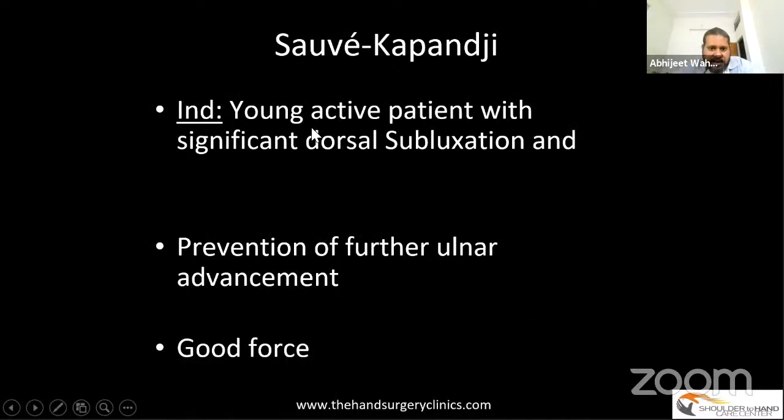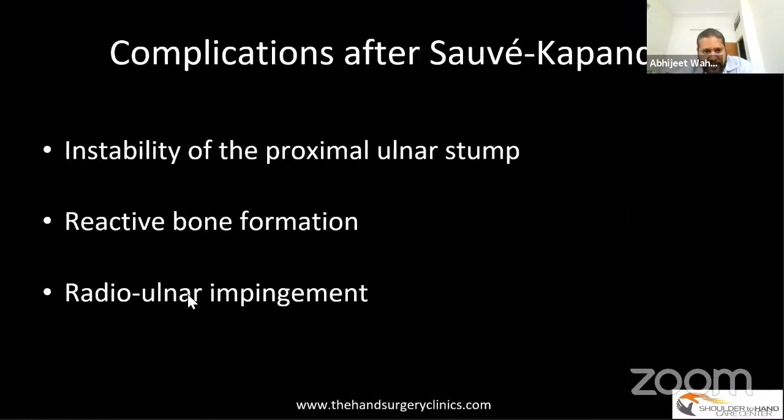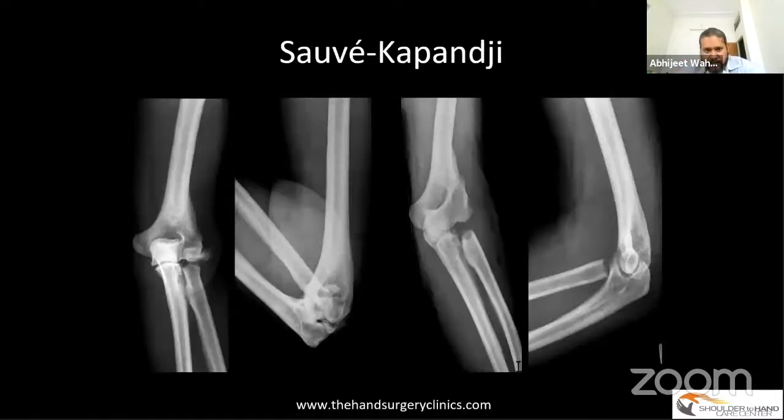So Sauvé-Kapandji is indicated in the young active patient with significant dorsal subluxation and a damaged TFCC. I'm sorry, I forgot that there's a typo out there. And this is basically to prevent further migration of the ulna and to give good grip strength. But the problem with Sauvé-Kapandji is that it causes an instability of the proximal ulnar stump, and there may be reactive bone formation across the pseudoarthrosis that you have created, and then you are converting an ulnocarpal impingement into a convergence syndrome, or the radio-ulnar impingement syndrome for that matter.